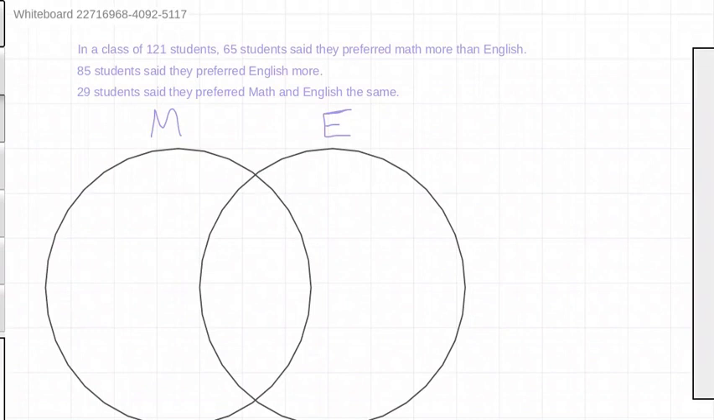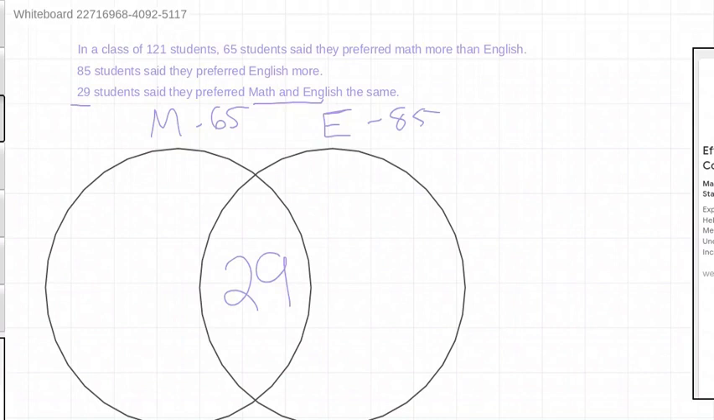85 students said they preferred English more, and 29 students said they preferred math and English the same. Alright, before we work middle out, we want to put how much for each subject. So for math, there's 65. And for English, there's 85. So now we have to work middle out. We know that math and English is 29, so we would put 29 in the middle. Then we would subtract 65 minus 29 to get our little Pac-Man figure.